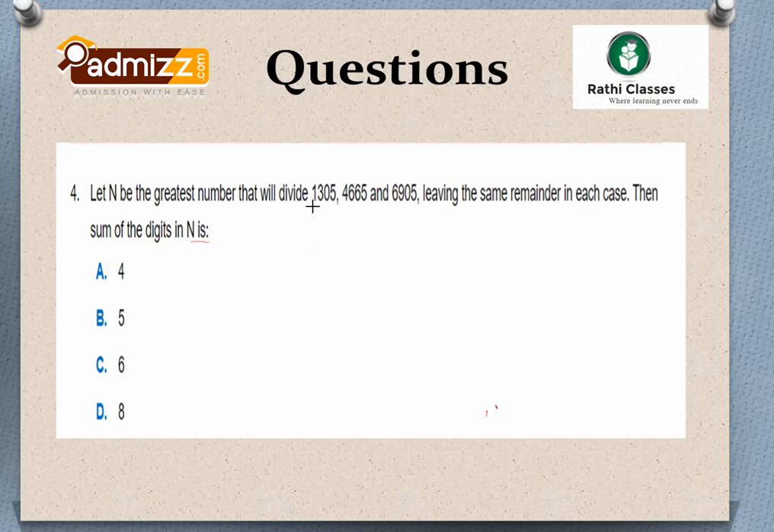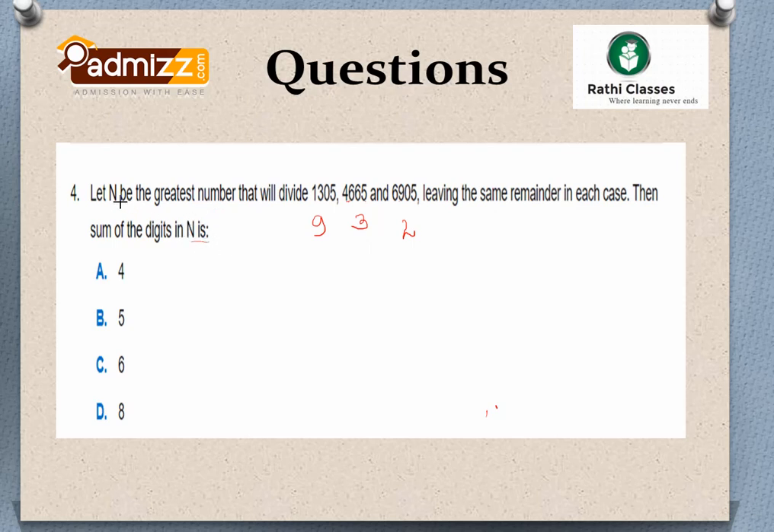So what we will be doing is the sum of the digits concept for 1305. Add this, this is 9. Then 10 and 11. This is 4 plus 6, 10. 6 plus 5, 11. 10 plus 11 is 21. The sum of the digits is 3. 6 plus 9, 15. 15 plus 5, 20. The sum of the digits is 2. Leaving the same remainder in each case, then the sum of the digits of n is.